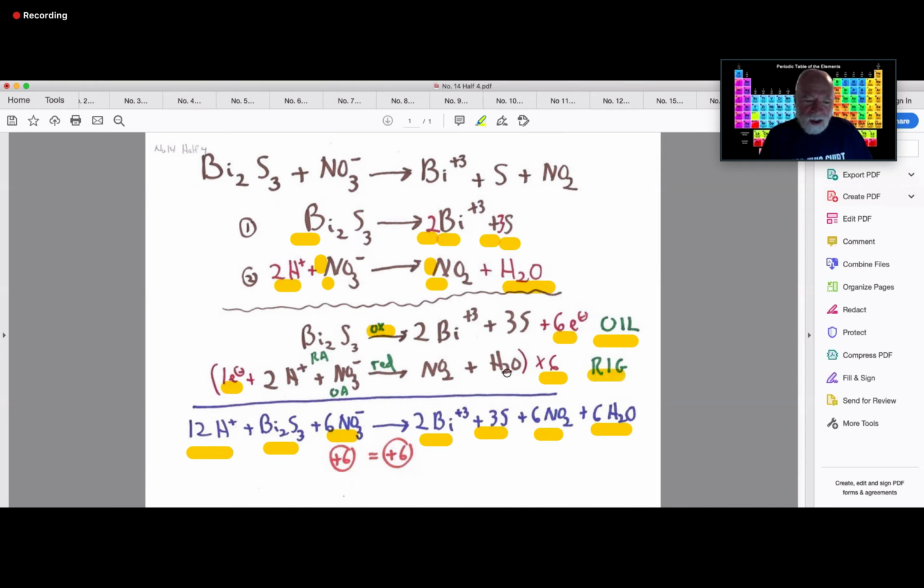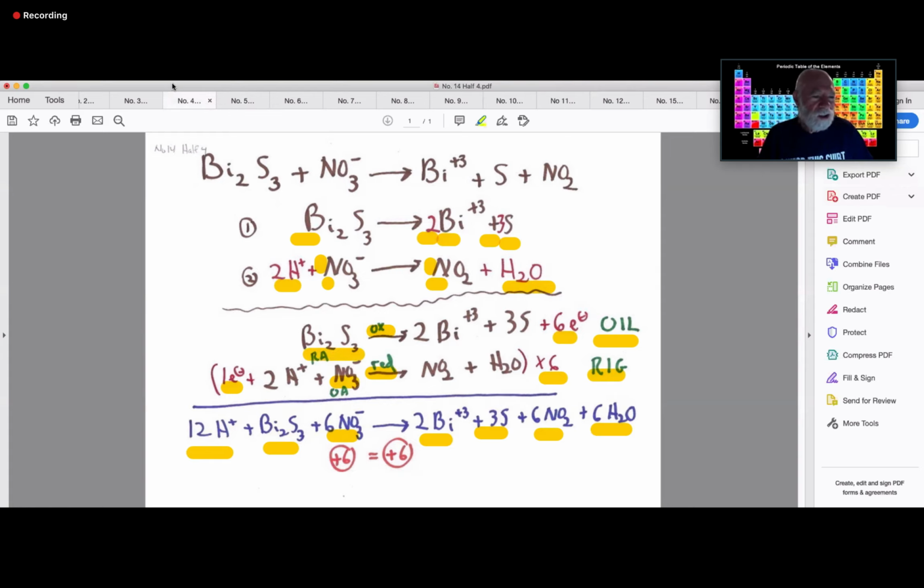Reduction is gaining. Yeah, the bottom one's gaining electron. That's reduction. How about the agents opposite? Who caused the oxidation on the top? It must be the nitrate. And who caused reduction on the top one? Or on the bottom one? It must be S2O3 is the reducing agent. Okay, any questions on that one?